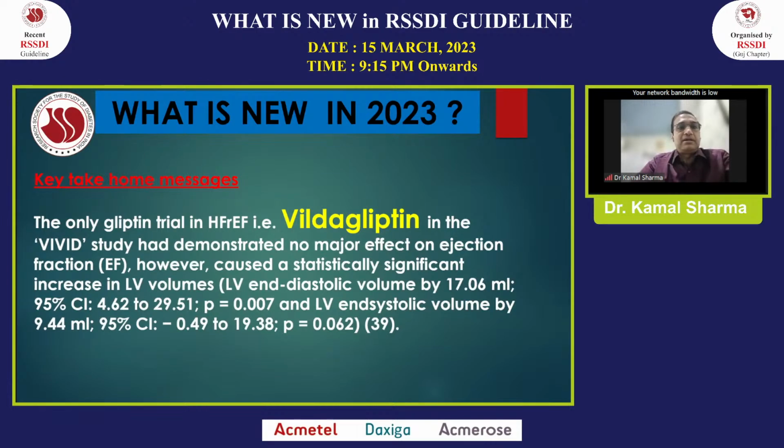So vildagliptin, there's a big trial called the VIVIDD trial, which has demonstrated no improvement or a major detrimental effect in ejection fraction. It caused a significant increase in LV volume, especially end-diastolic volume by 17 milliliters, with a confidence interval of 4.6 to 29 and a significant p-value. And so was the case with end-systolic volume, rising by 9.4 ml. Next slide.